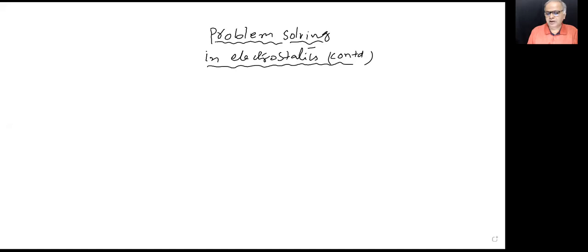Problem solving in electrostatics continued. Problem number 1 for today. There is a charge 2q here.